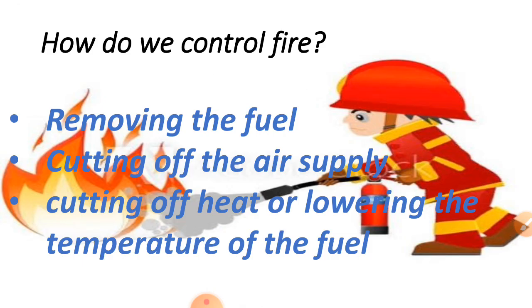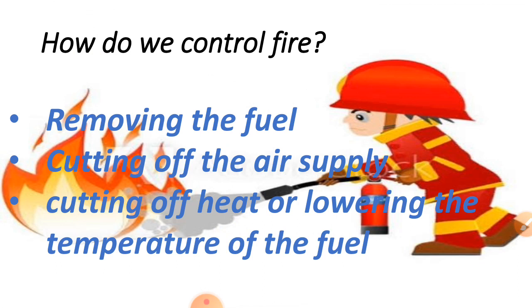Now how do we control the fire? Suppose the fire is in a forest, and during the extreme heat of the summer, at some places dry grasses catch fire. From the grass it spreads to trees, and very soon the whole forest is on fire, right? So it is very difficult to control such a fire. So how can we control that type of fire?